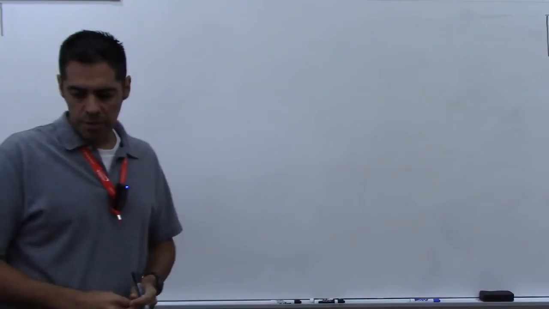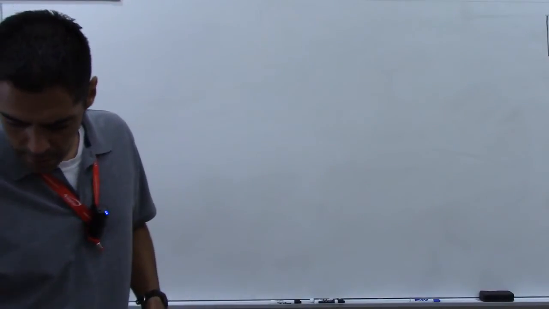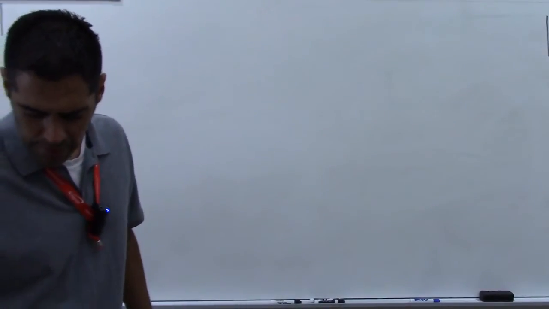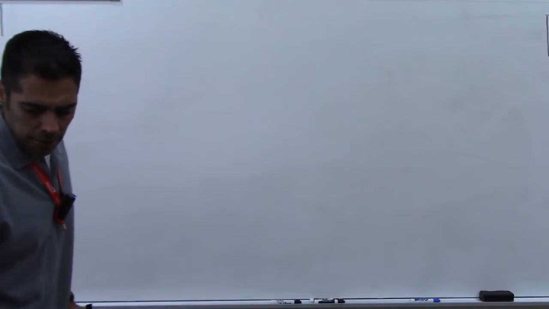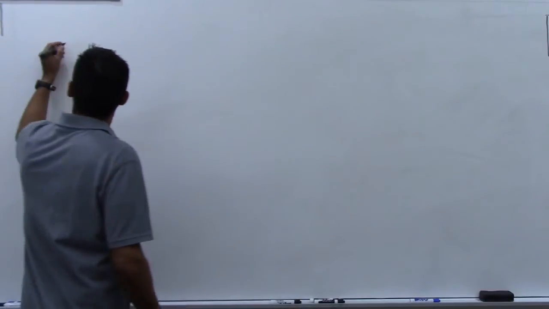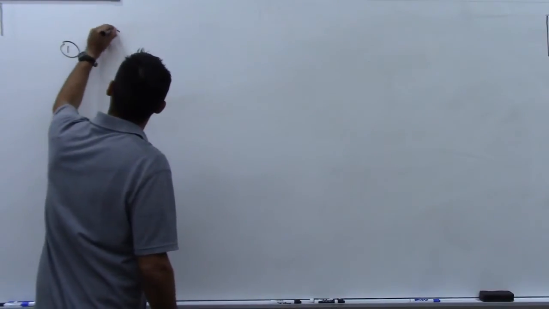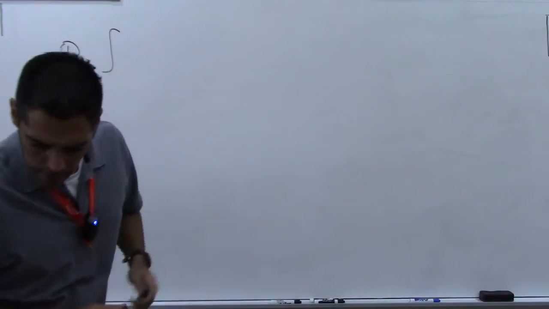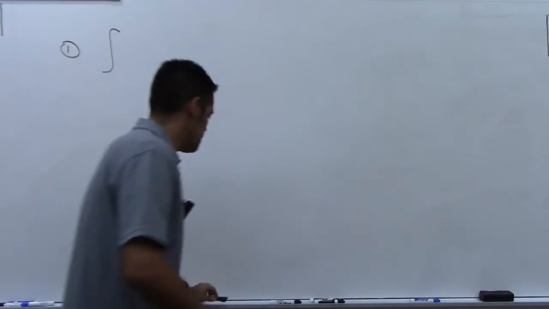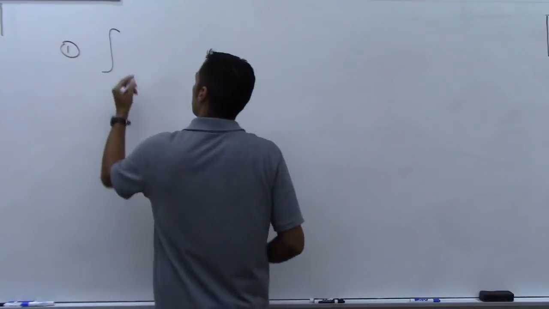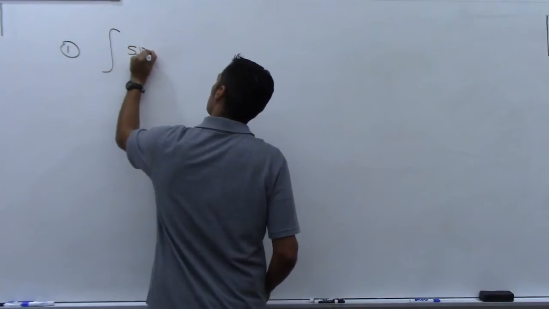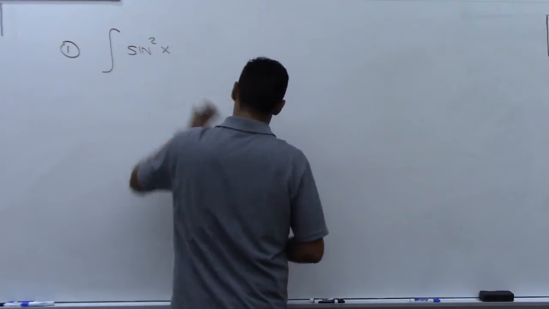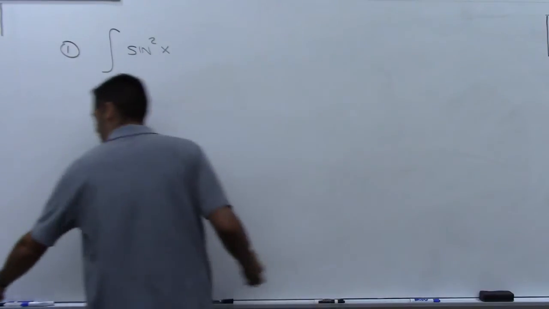Okay, we're going to go ahead and get started here on 6.2, the homework. We're going to be evaluating some trig integrals. The first one, number 1, is the integral of sine squared x times cosine cubed x dx.